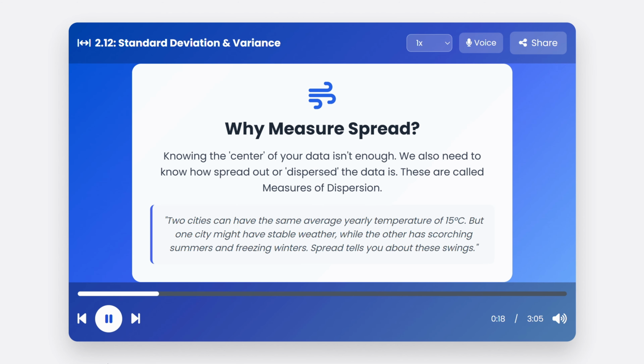Why do we need to measure spread? Because the center doesn't tell you everything. Imagine two cities that both have the exact same average temperature of 15 degrees Celsius. In one city, the temperature is stable all year round. In the other, the summers are scorching hot and the winters are freezing cold. The average is the same, but the experience of living there is completely different. Measures of spread tell us about these wild swings.